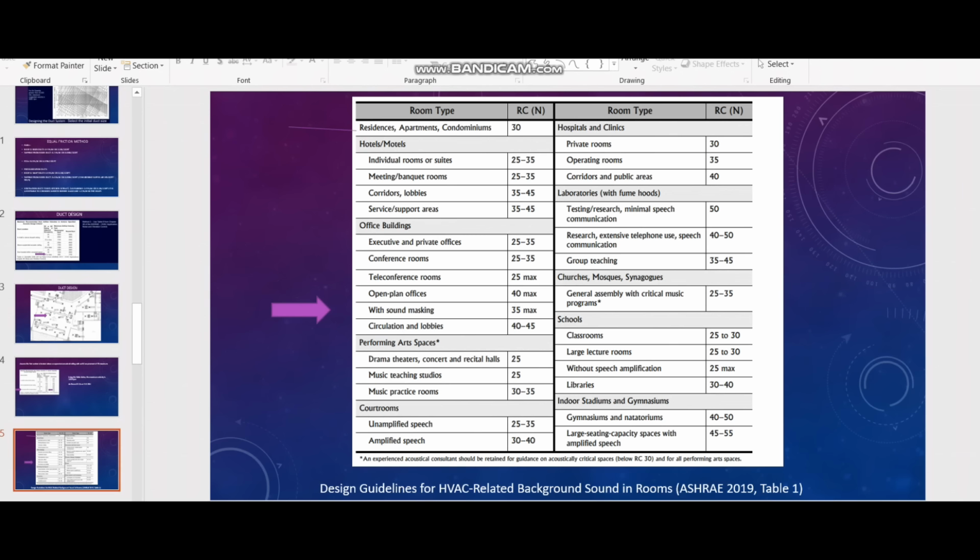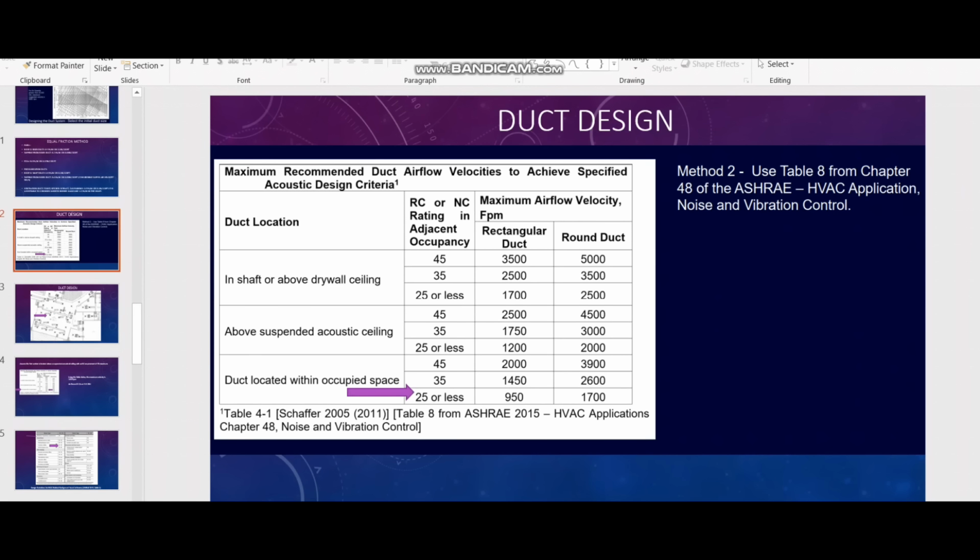First we will go to the ASHRAE Application Handbook. You can see for the lobby what is the maximum noise level we need to follow. For corridor and lobby they have given 35 to 45 based on the ASHRAE Application Handbook, and I am going to follow this value. I'll consider the minimum value, 35, for a safe design. And for 35, you can see the maximum NC or RC 35 means your duct velocity must not exceed 1450 for the rectangular duct, and for the round duct it should be a maximum of 2600.